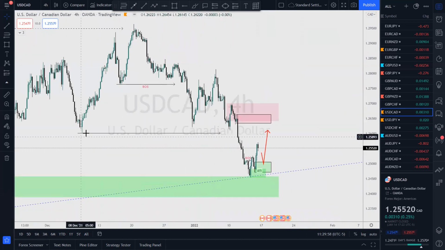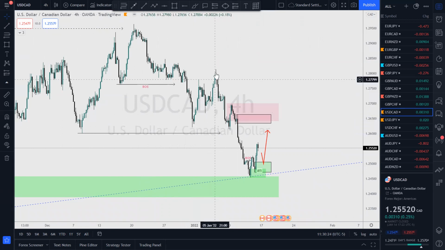Understand something too. We had a break here. All right, we had a break of structure to the downside, and we never got that real hardcore pullback just yet. We had a pullback here. All right, we had a pullback here, but this isn't the originating order block. That was up here. Okay, this high is responsible for this low.